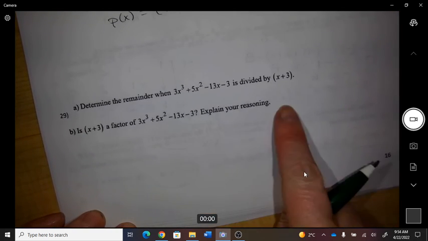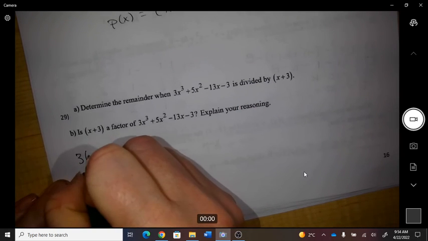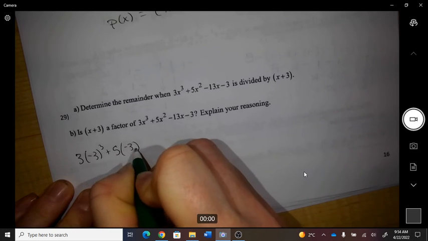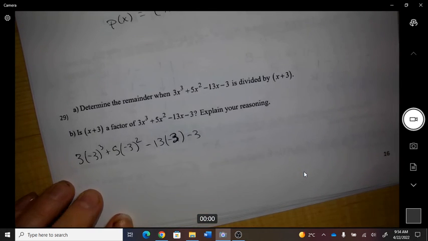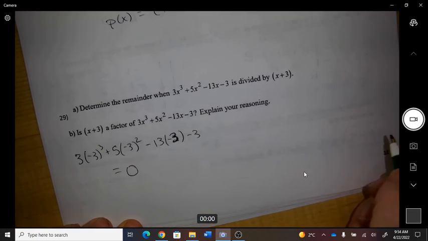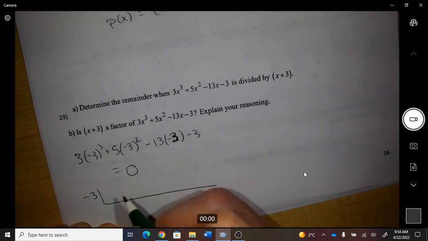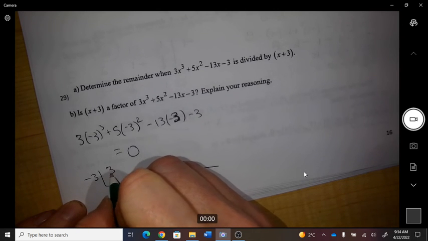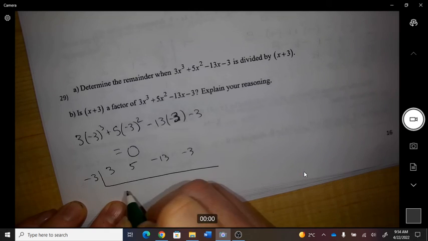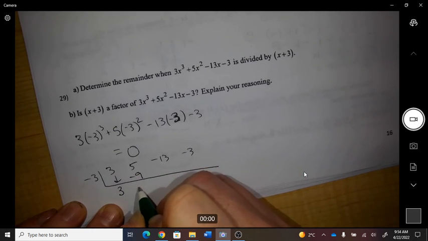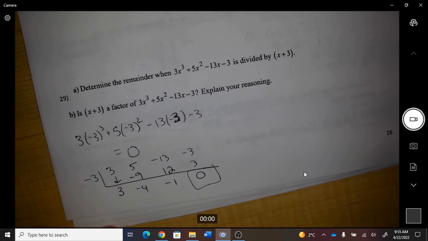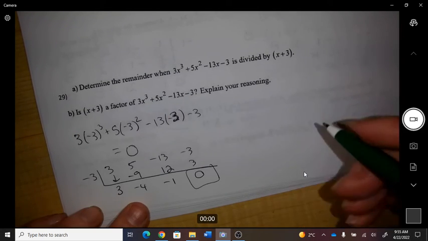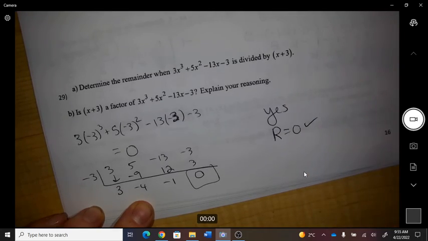Determine the remainder when you are dividing. So this could go plugging in a -3. So just plugging that in. So when I plug that in, I get 0. And you could have done that also with synthetic division. So that would look like a -3 out front, 3, 5, -13, -3. Bringing that down, multiply, add, multiply, add, multiply, add. Same thing, remainder is 0. Is this a factor? Your answer is yes. And the reason is the remainder equals 0.